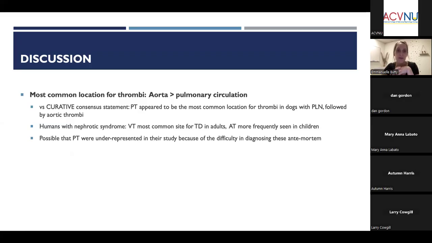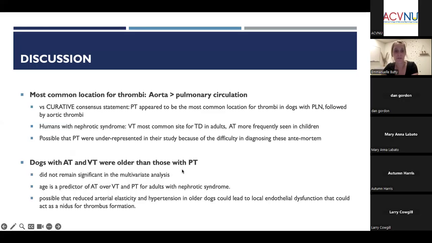And in humans, we know that venous thrombi are the most common in adults, but arterial thrombi are more frequent in children. And so the authors also mentioned here that perhaps pulmonary thromboembolism may have been underrepresented because it's more difficult to diagnose antemortem than an aortic thrombus.